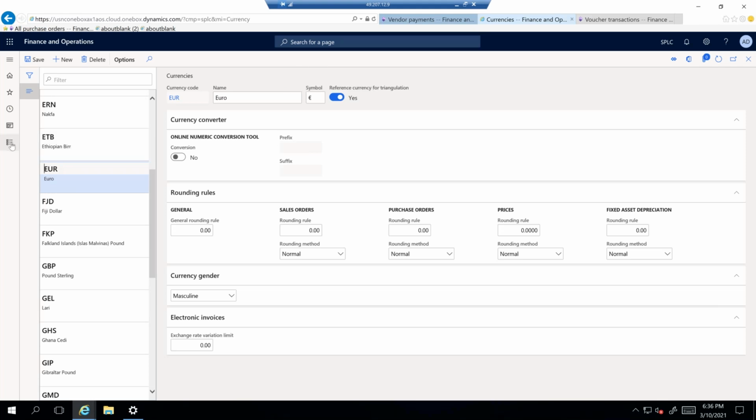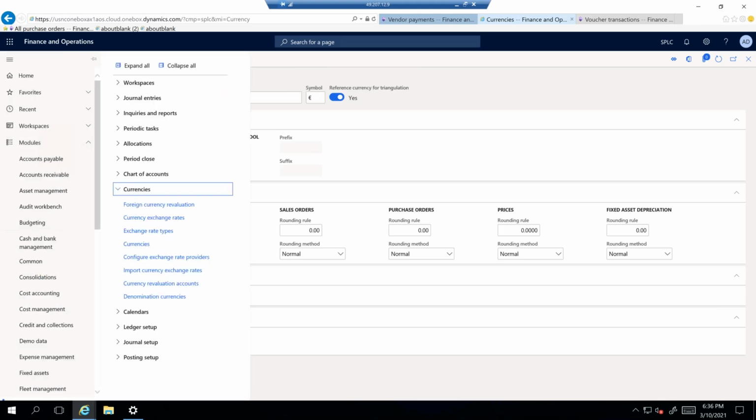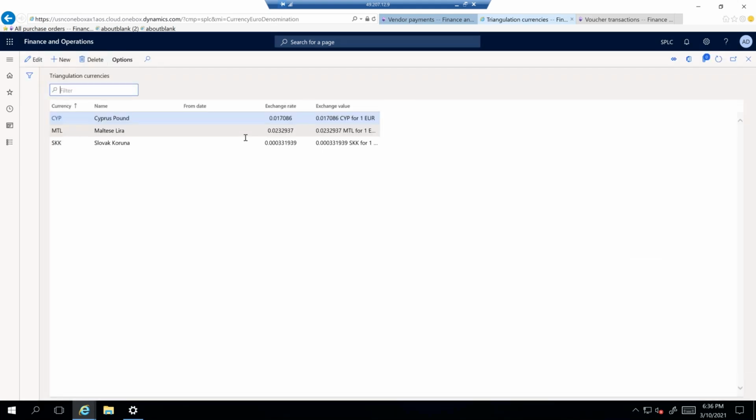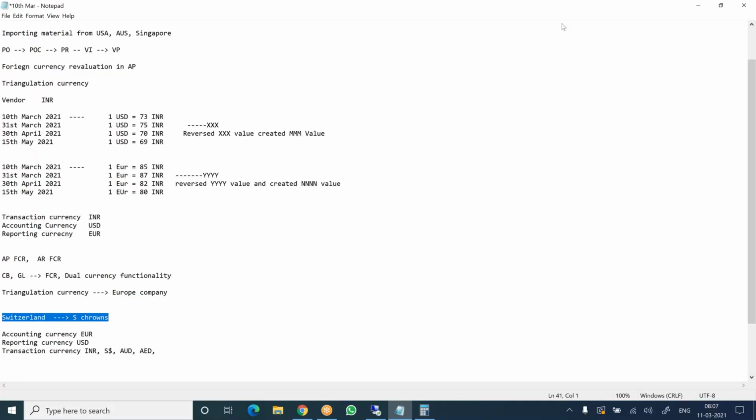So euro versus Switzerland crowns, they will enter here. It will be fixed, it will not be changed continuously, it will be frozen, only the fixed exchange rate will be there, that they will enter here so that they can generate the reports in their local currency. Is it clear? Triangulation currency, particularly Neelu, for everyone actually, but Neelu is asking this point very long.